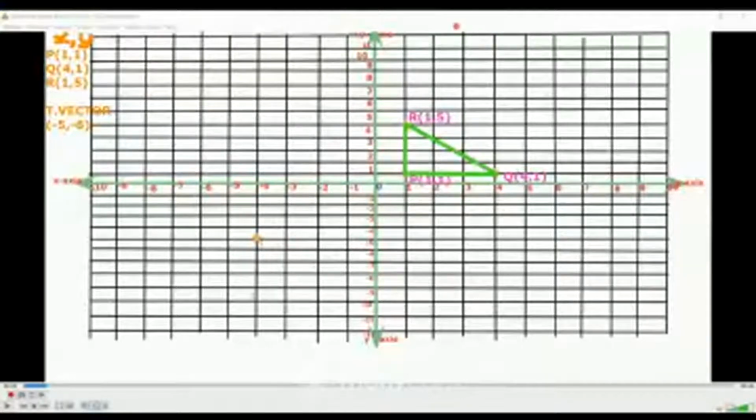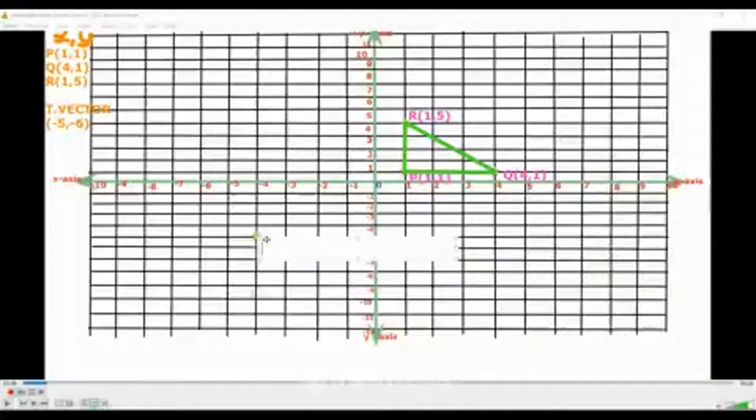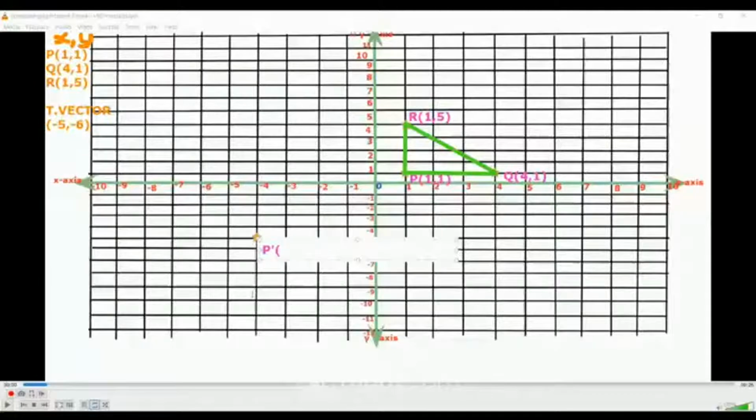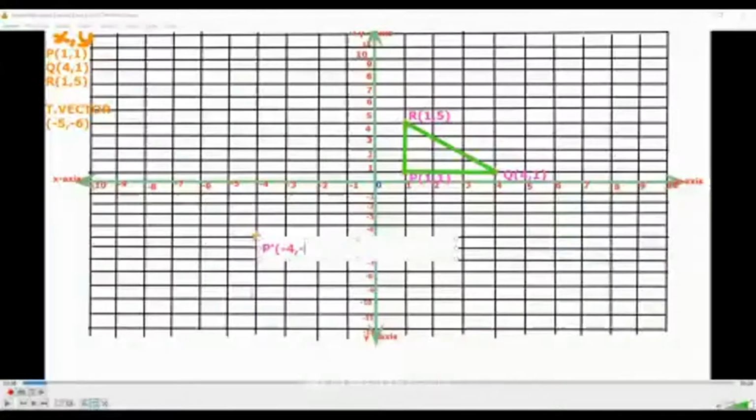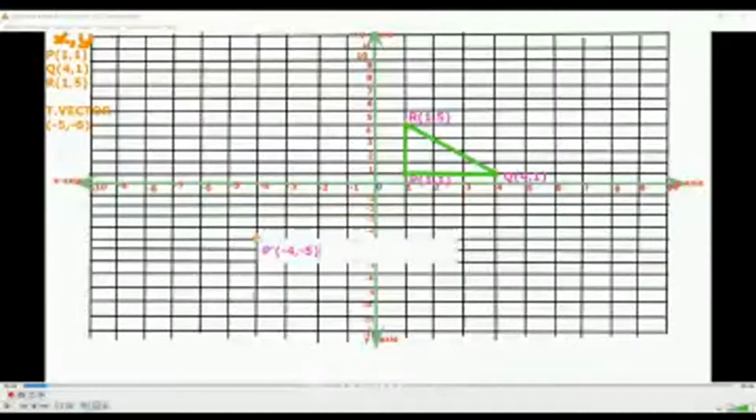Let me write the coordinates. So here will be P prime, formed by -4 and negative 5. When you add them, you have -4 and -5. You can also do the calculation to check. Okay, because we have already done the calculations, and that is that.